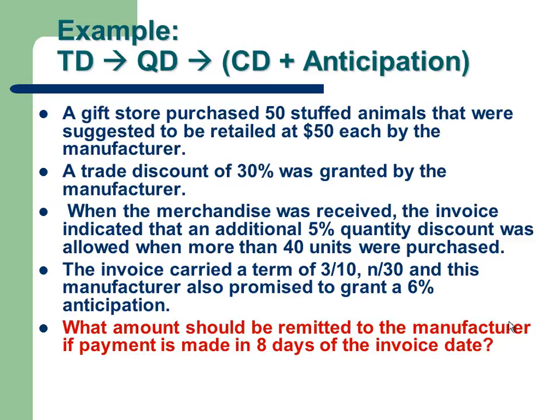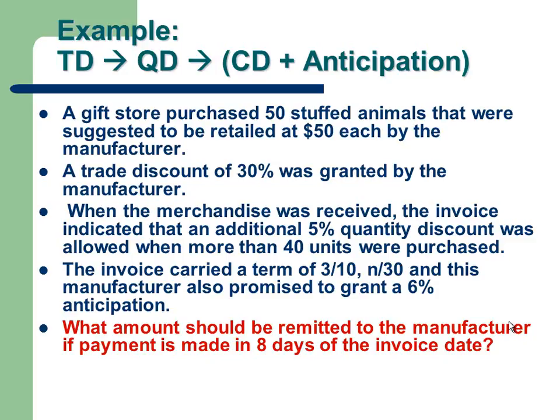So now in this problem, the trade discount, quantity discount, cash discount and anticipation terms are all given. Based on all these terms, what amount should be remitted to the manufacturer, so paid to the manufacturer, if the payment was made in 8 days from the invoice date? Trade discount and quantity discount have nothing to do with when the invoice is paid, right? So remember that.